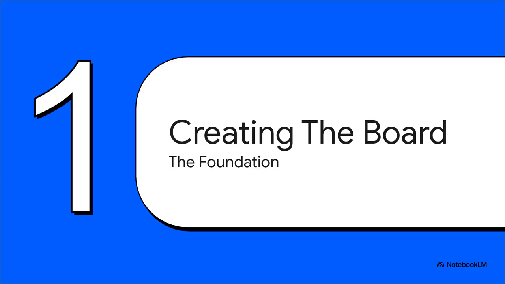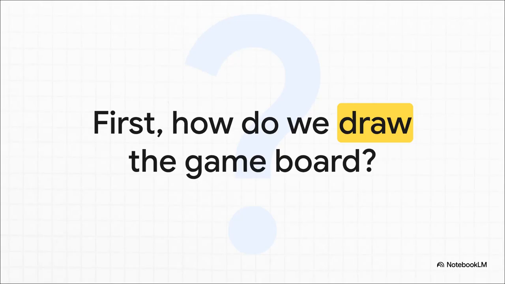All right, first things first. Every board game needs, well, a board. We can't just have cards floating around in some digital void, so our very first job is to create the playing area. So that leads us to our first big question. How do we even draw this thing? How do we tell the computer, hey, I need a grid of face-down cards? And maybe more importantly, how do you even represent a grid in your code?